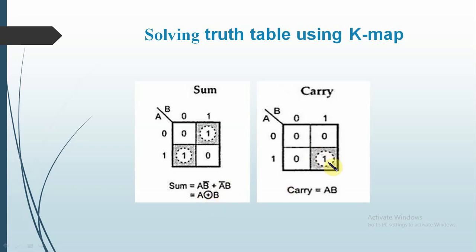In carry only a single 1 is present, means vertically 1 is present means B, horizontally 1 is present means A, so A B. This is the K-map of the pattern.